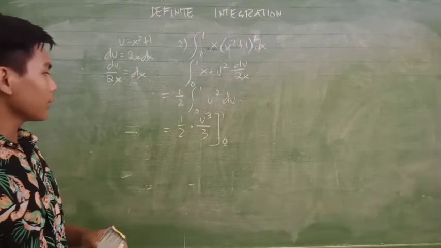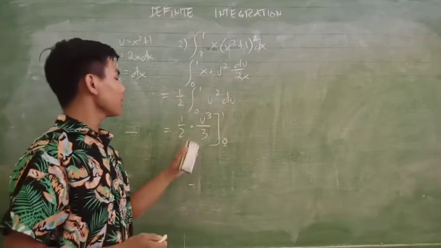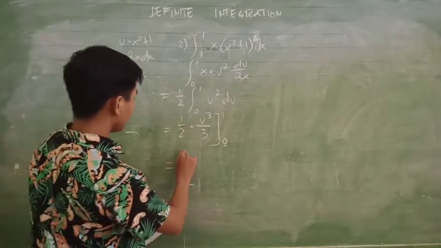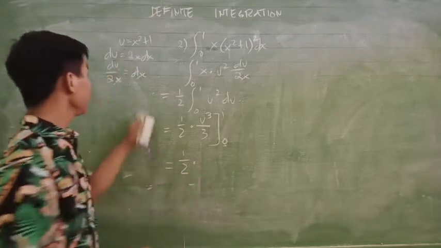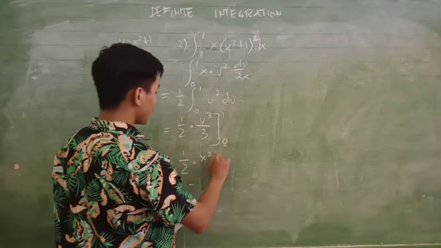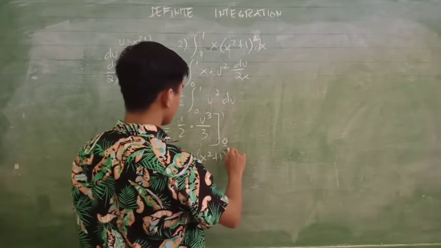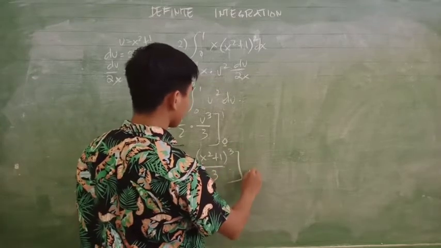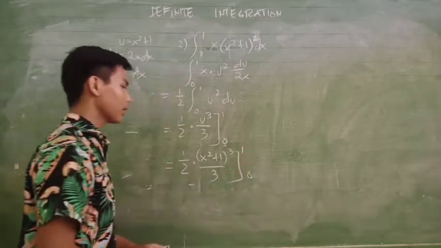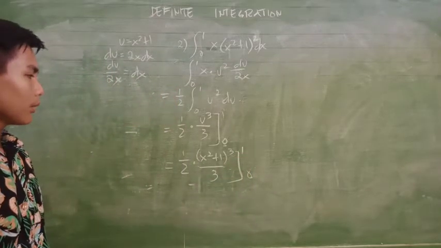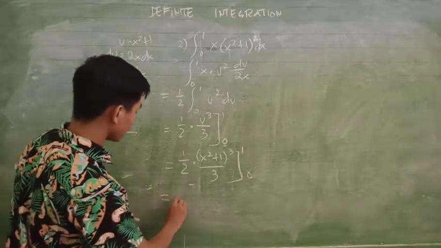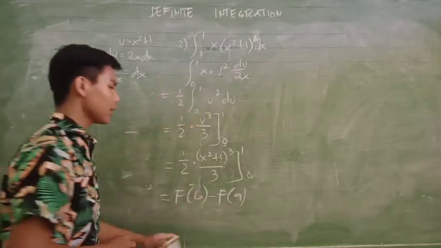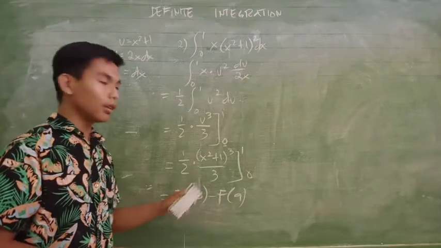So after integrating, we have to substitute the original function to the u in here. So this would be 1 half times our u, which is x squared plus 1 raised to 3 over 3. And our bracket, lower limit is 0 and upper limit is 1. So the next step is to solve for the definite integration, which is f of b minus f of a. So substituting the upper limit and the lower limit to the function.